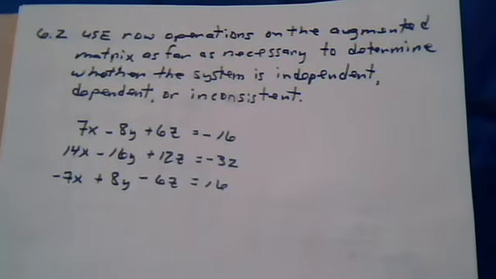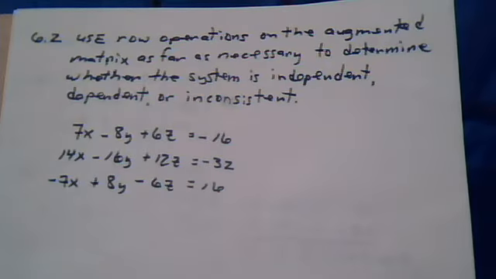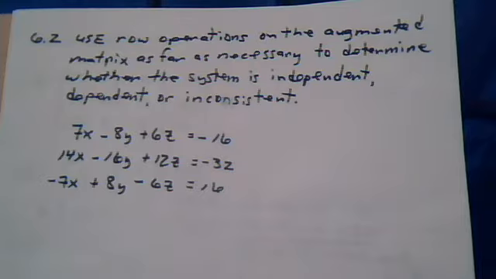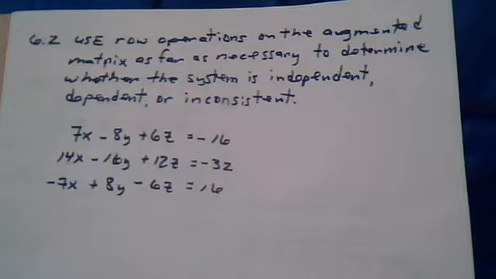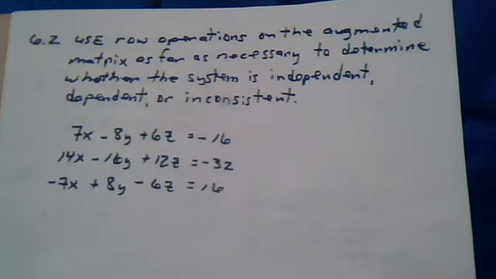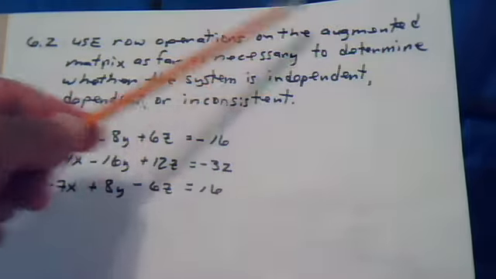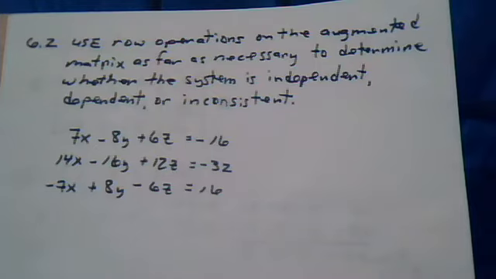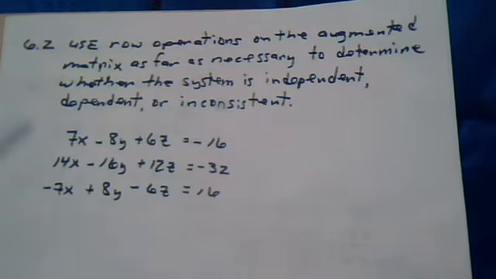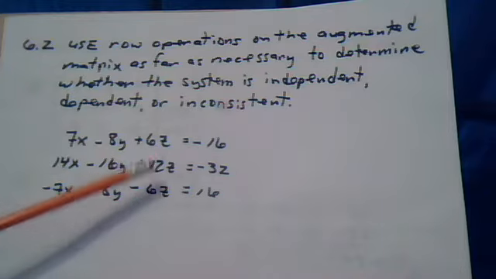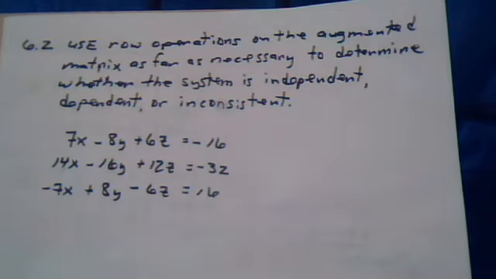Use row operations on the augmented matrix as far as necessary to determine whether the system is independent, dependent, or inconsistent. So to answer this question, we're going to go ahead and use augmented matrices, which means we're going to work with only the numbers, and the variables we could put at the very end.